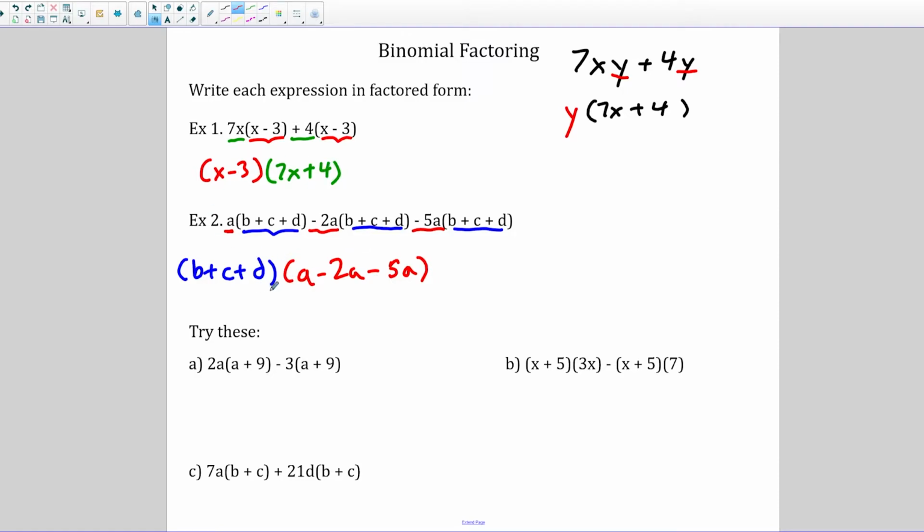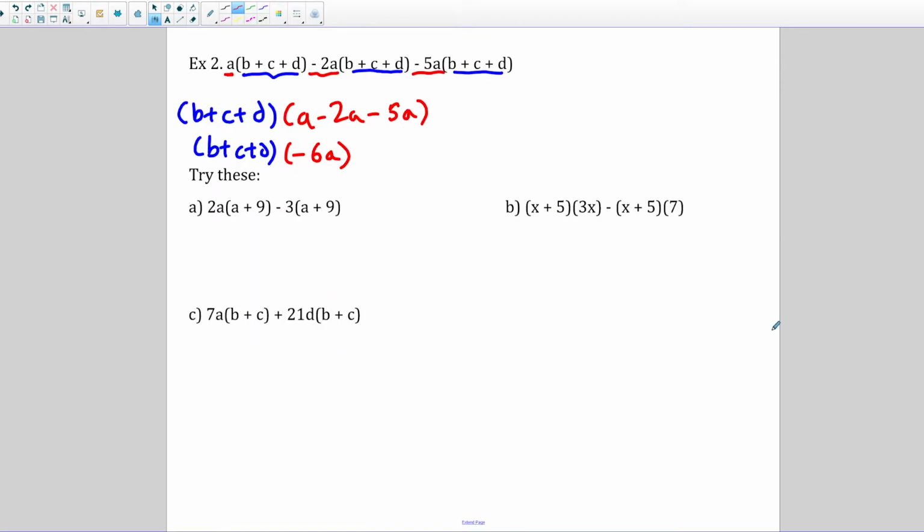Now, of course, we can actually simplify this one more time. This b plus c plus d will remain the same. If we take a look here, a minus 2a minus 5a gives me negative 6a once we have simplified everything. Once again, I encourage you to try out these three problems on your own by pausing the video and then unpausing once you've completed them.